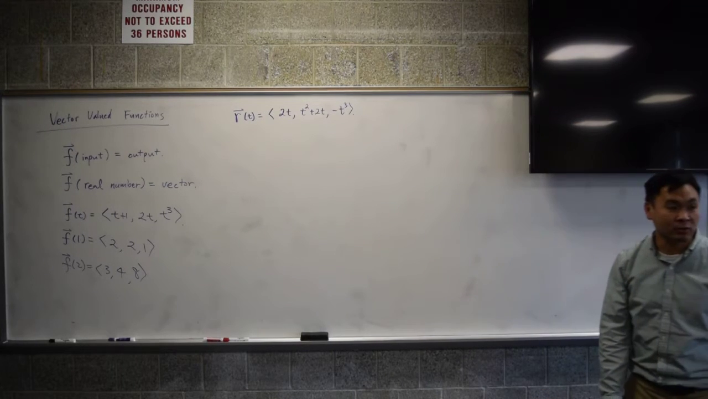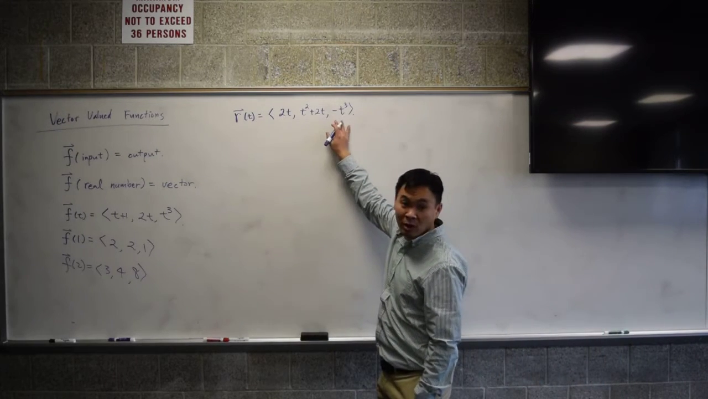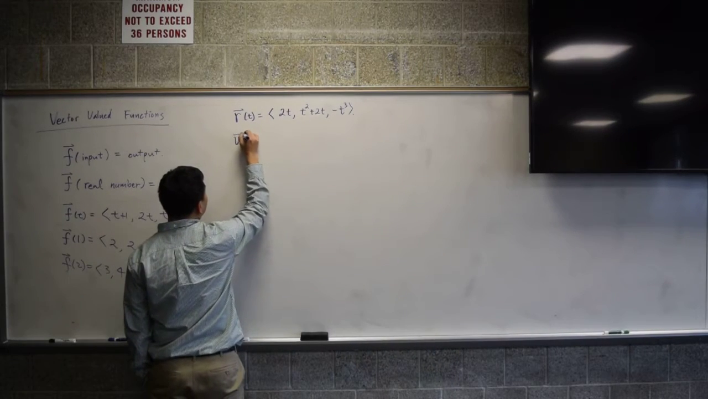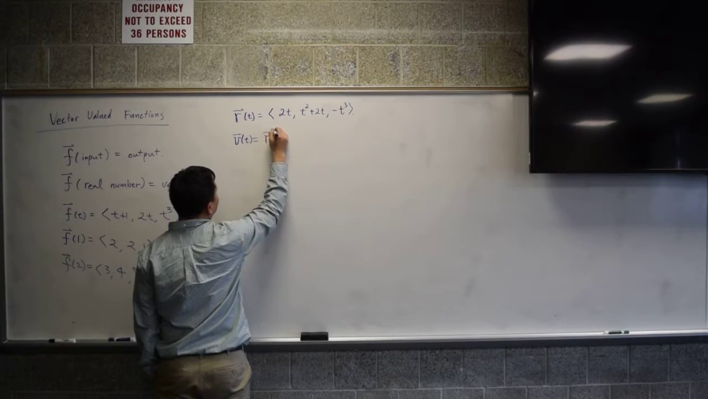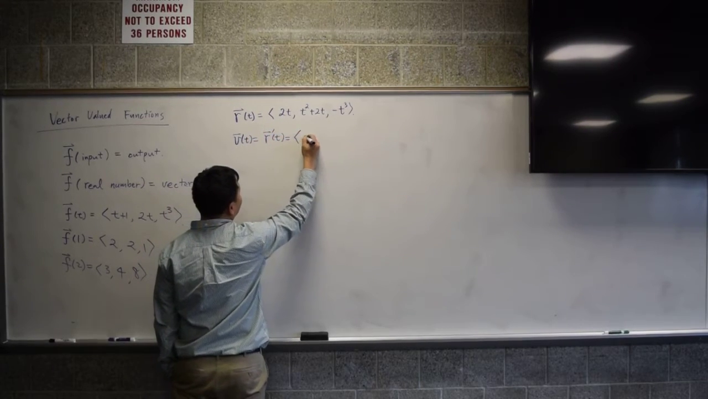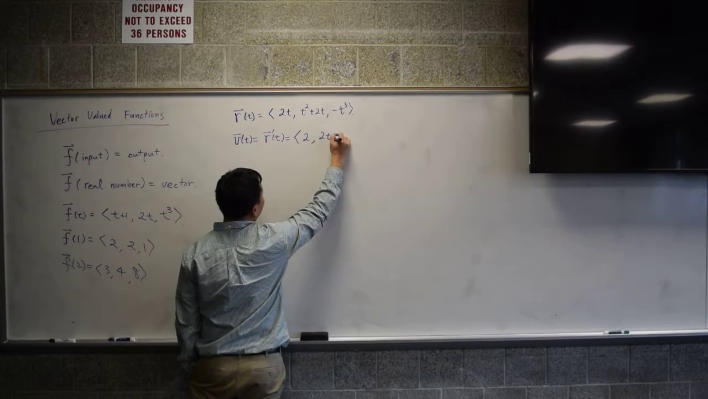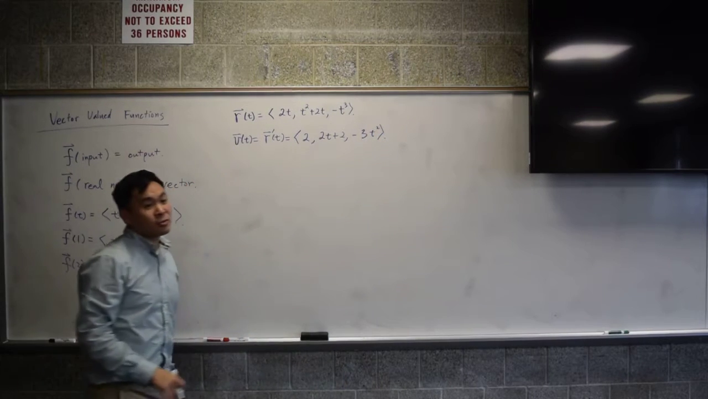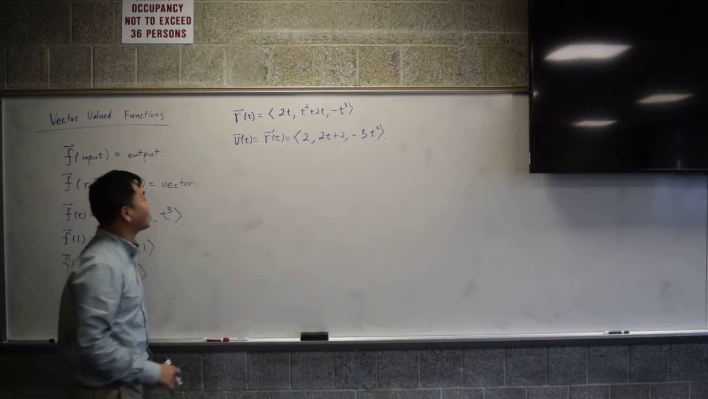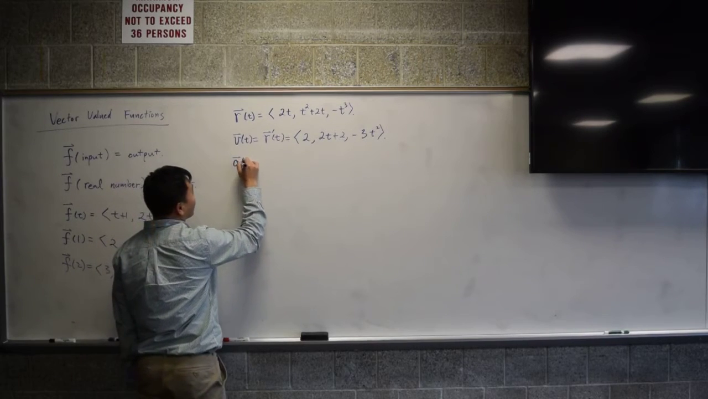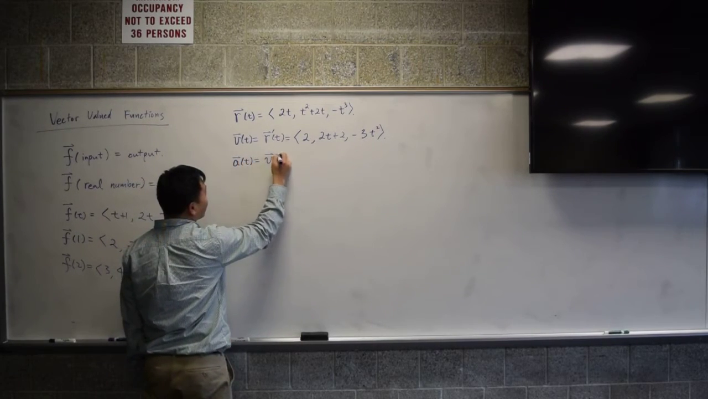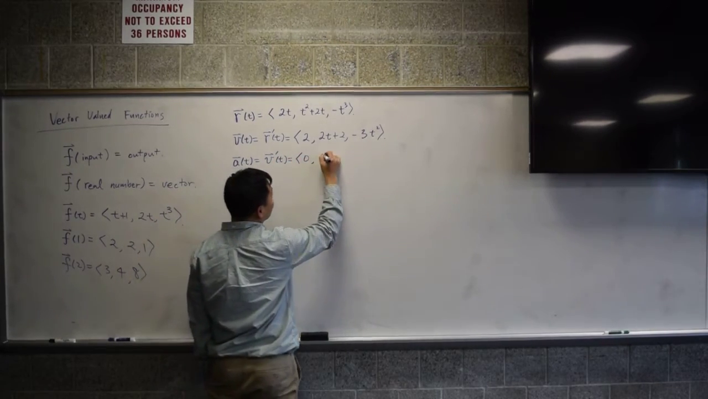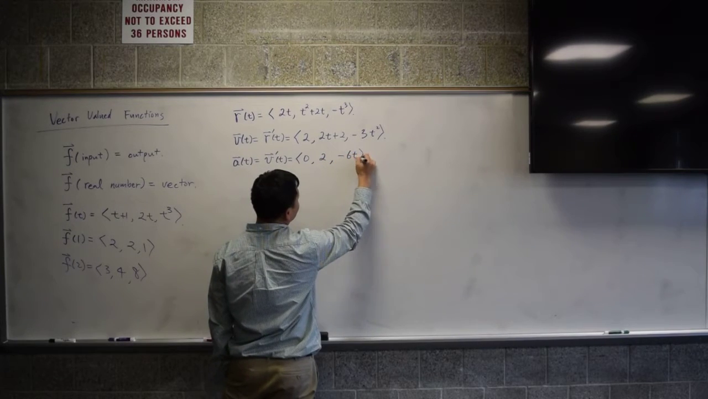What can we do with such a function? We can find the derivative, right? Because the derivative of the position gives you what? Velocity. So if you differentiate, it's going to give you the velocity, (2, 2t plus 2, negative 3t squared). Now if you differentiate velocity, what do you get? Acceleration. So you can get acceleration by differentiating again, which is (0, 2, negative 6t).